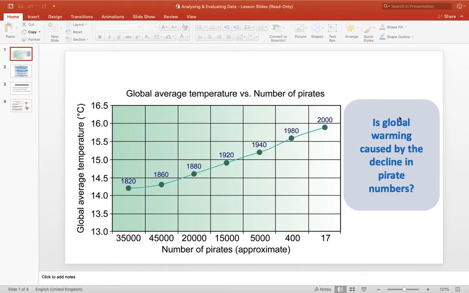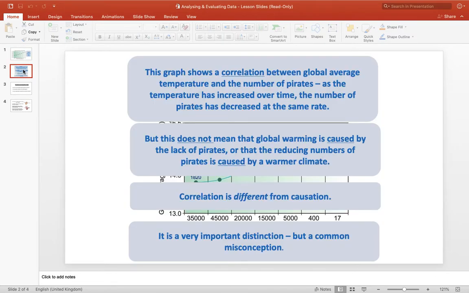If you look back at the question, it says, is global warming caused by the lack of pirates? It's saying, is global warming caused by the fact that the number of pirates is going down? Now, we can't say that. We can't say less pirates causes global warming. Correlation is different from causation, which we're going to have a look at today, and it's a very important distinction, but it's a big misconception. It's something that people often get wrong, okay?